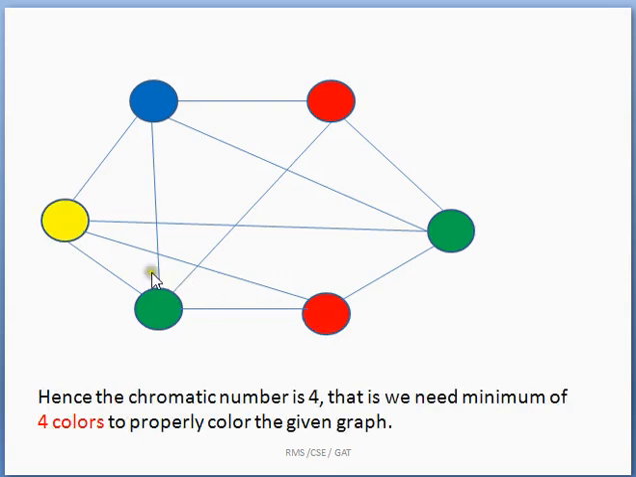So let me use yellow color here. Now, to color this graph properly, how many colors have I used? We have used 4 colors. So you can say the chromatic number is 4. That is, we need a minimum of 4 colors to properly color the given graph. So this is the second type of problem.